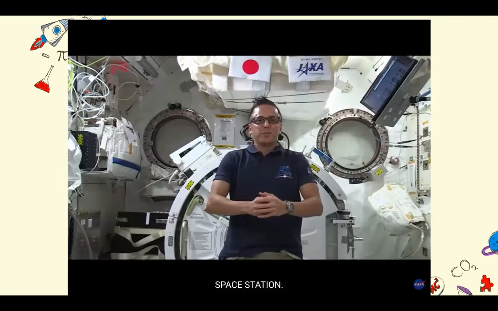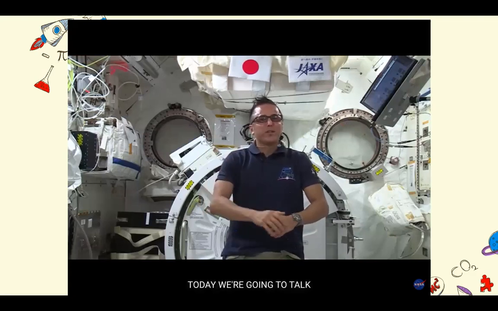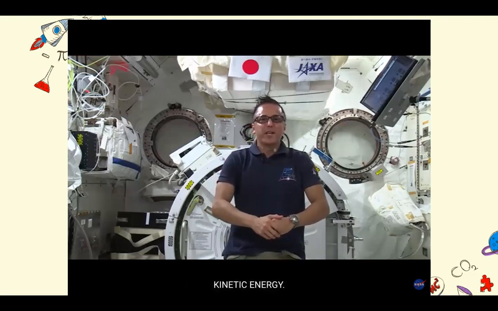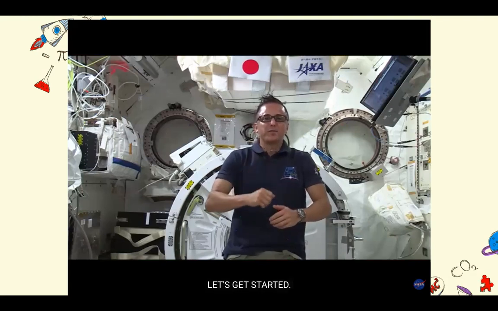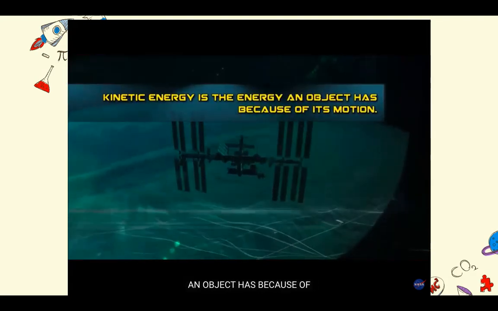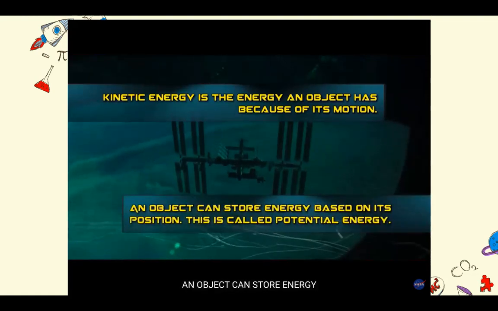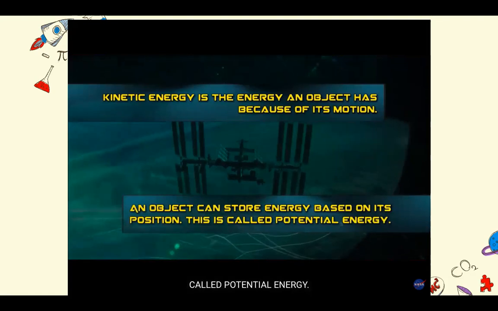Welcome to the International Space Station. I'm astronaut Joe Acaba. Today, we're going to talk about potential and kinetic energy. Let's get started. Kinetic energy is the energy an object has because of its motion. An object can store energy based on its position. This is called potential energy.